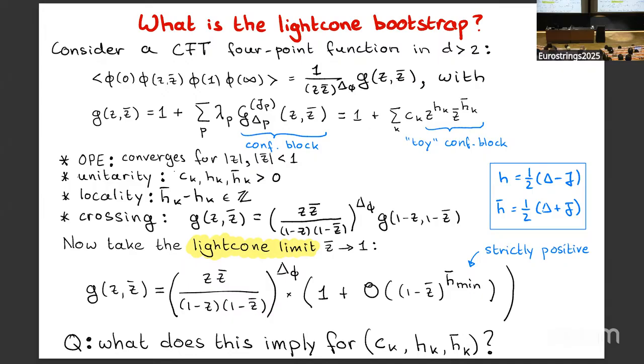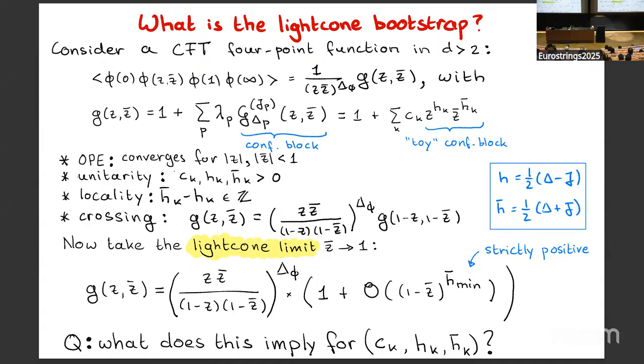So what can I say in a general CFT? If I look at this monomial decomposition of a 4-point function, it's due to the operator product expansion, and the operator product expansion converges. So this sum is supposed to converge at least in the product of the disks where z and z bar both have modulus less than 1. I'm going to assume unitarity, and that means that all these coefficients c and these exponents h and h bar are strictly positive. h and h bar are related to the scaling dimension and the spin.